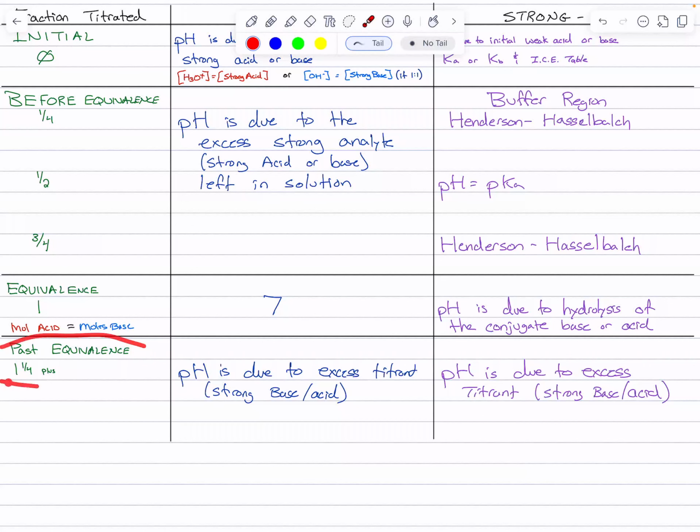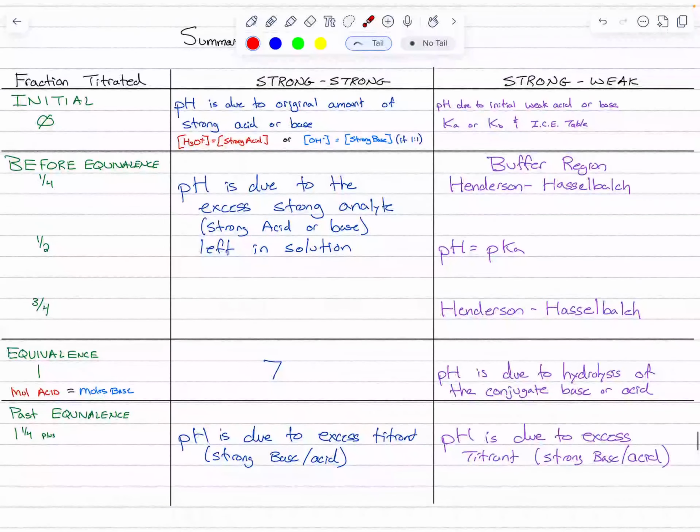Then finally, past equivalence. Typically we mark 1 1/4, but it's just anytime we're a couple drops past the equivalence point, the pH is due to the excess titrant from the burette now. For both of these, the pH is the same calculation. There's no difference. So that is the summary of how the strong and strong-weak titrations are calculated, what region you're in, and what to do.